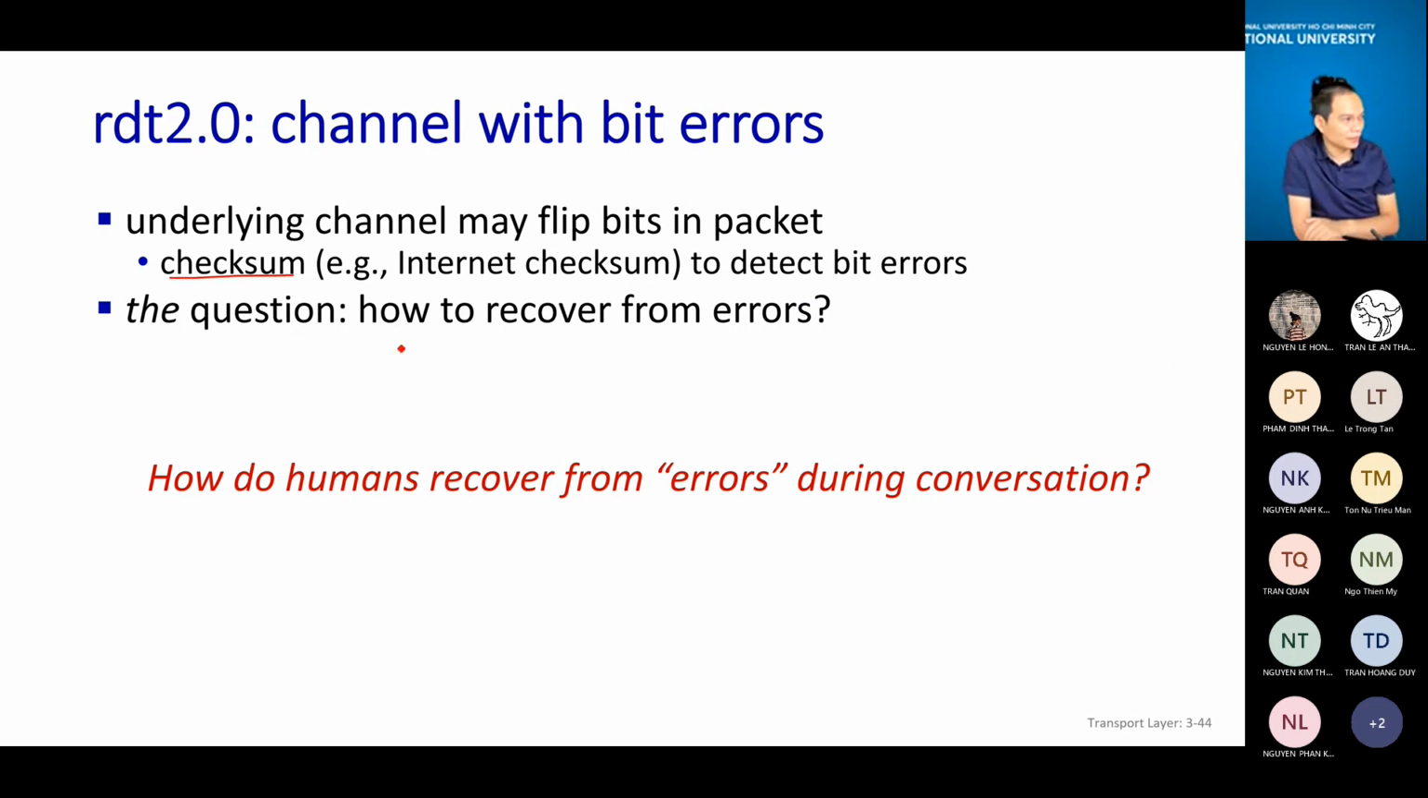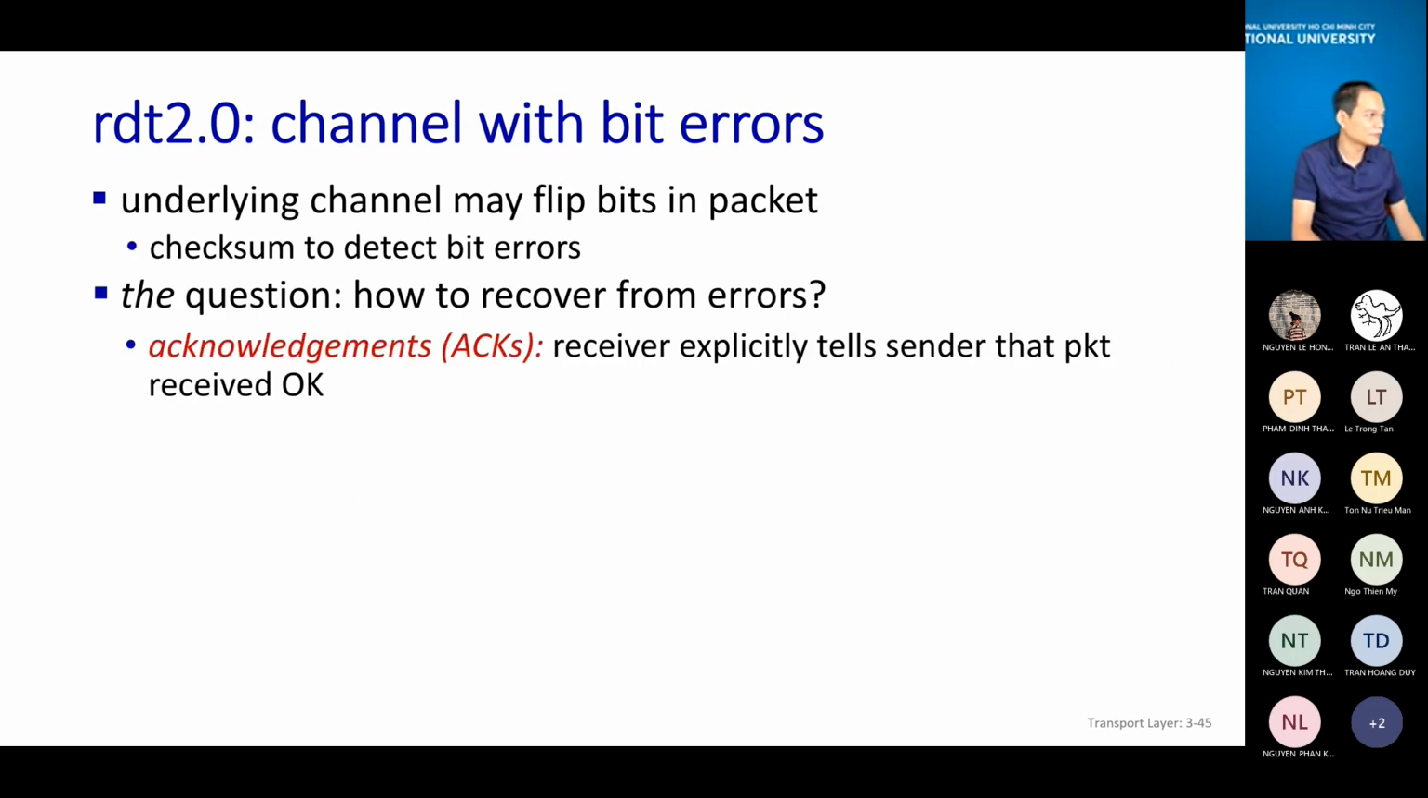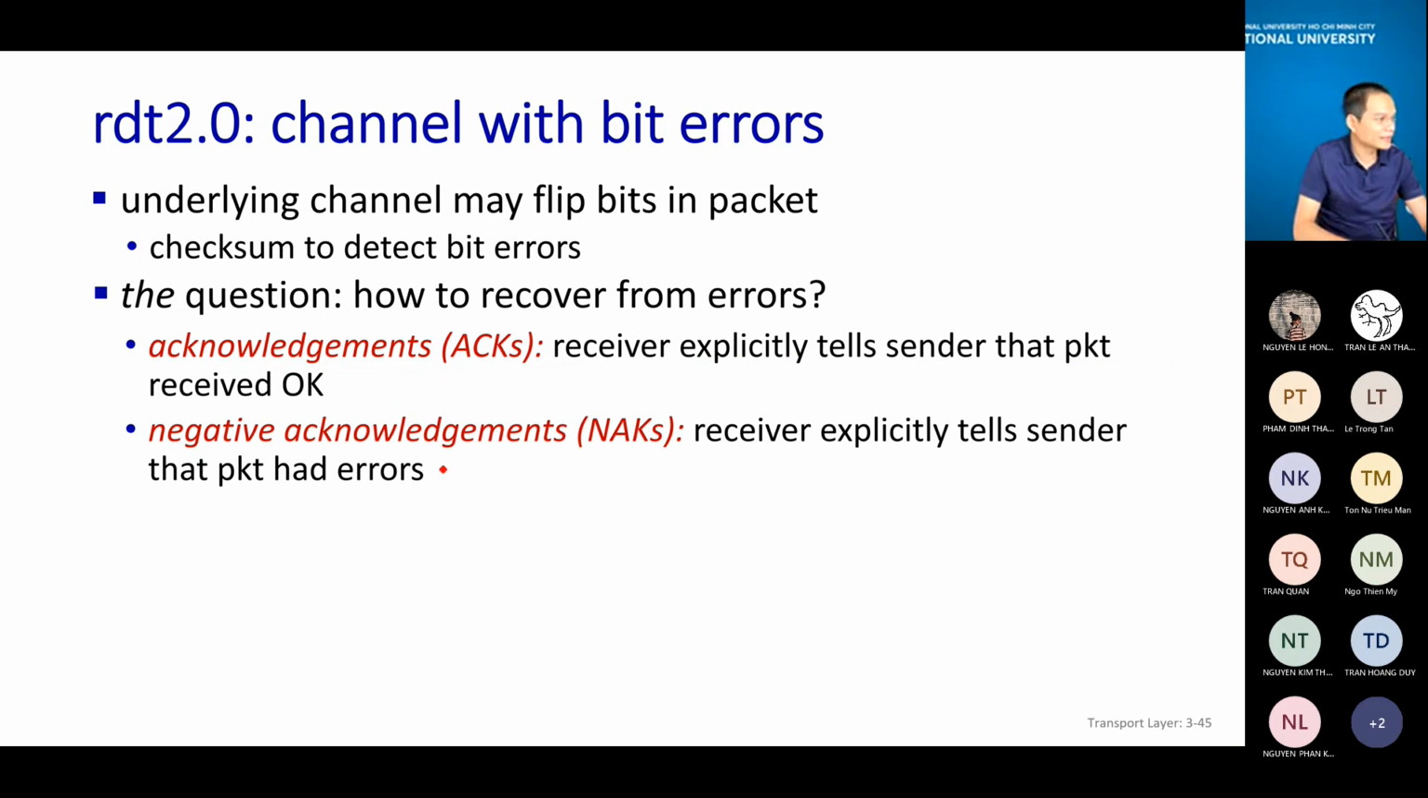And how do we recover from error? One of the mechanisms I just mentioned to you: we can simply retransmit, for example. We're going to send an acknowledgement to indicate that, for example, your data was received correctly. It explicitly tells the sender that the packet was received okay. So that is the idea of ACK, acknowledgement.